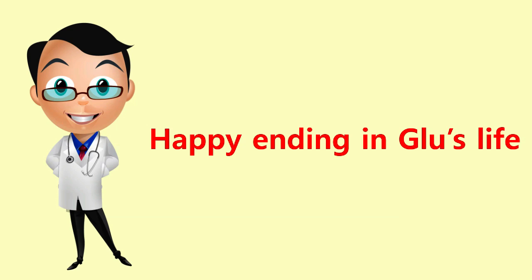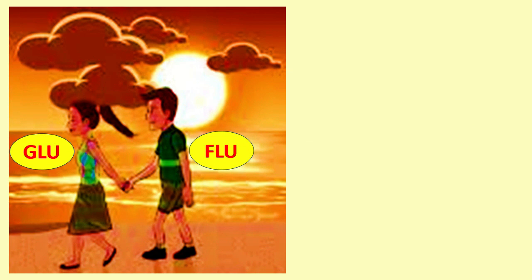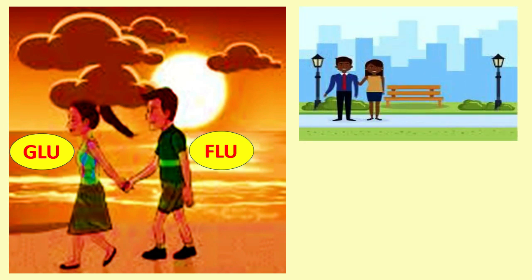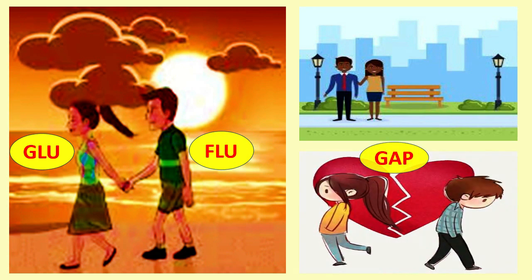Lovers Glue and Flu plan for a sunset date at 6 p.m. on the Valentine's Day. Unfortunately, Flu was cheating on Glue. He was dating another girl. Glue gets to know about it and breaks up with Flu. This increased the gap between the two and Glue went into depression.